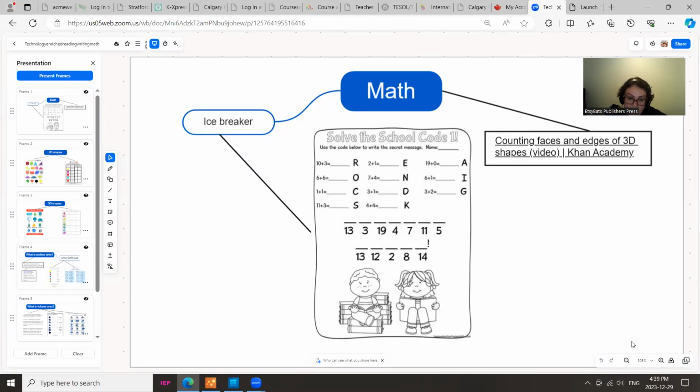13R, 12O, 2C, 8K, 14S. Oh my gosh, reading rocks. Thank you for being witness and participating in this with me. Moving on.